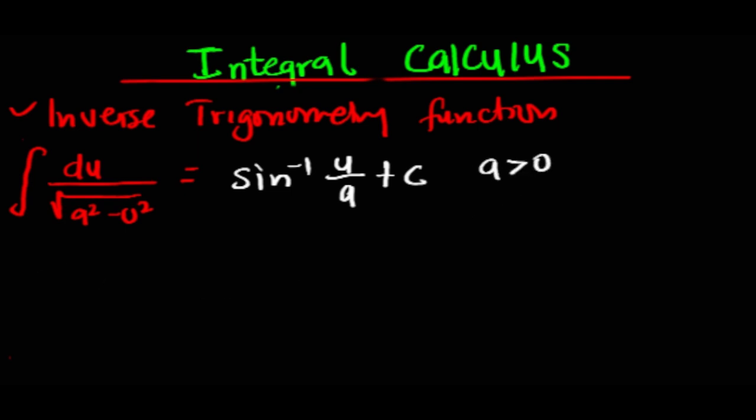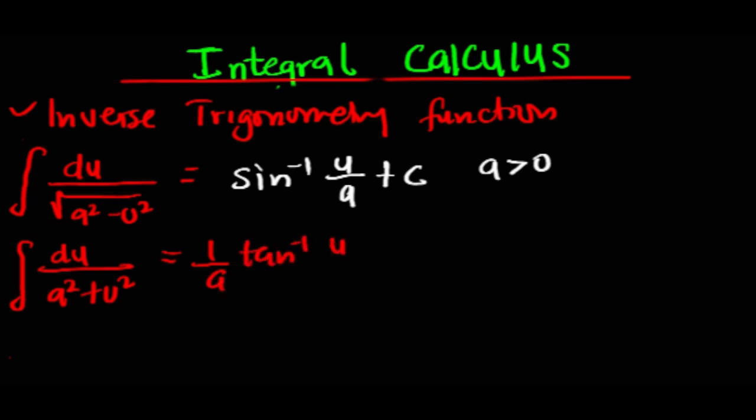So that's it. The next one that you can have under inverse trigonometry is the integral of du divided by a squared plus u squared, right? Whenever you're given something like this, you're going to have 1 over a, then tan inverse of u over a, plus c. And in this scenario, a must not be equal to 0. That's what you need to understand here.